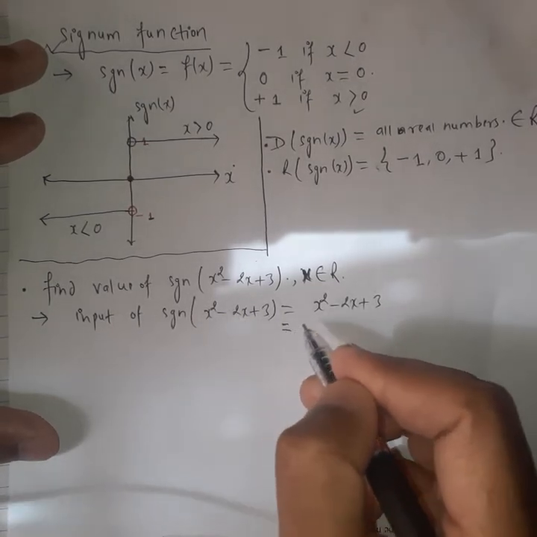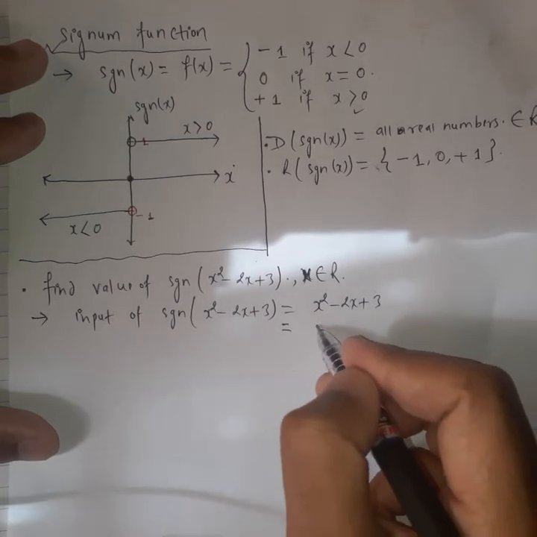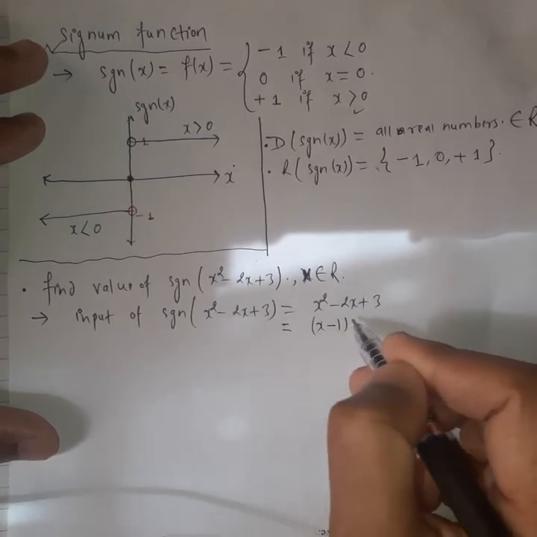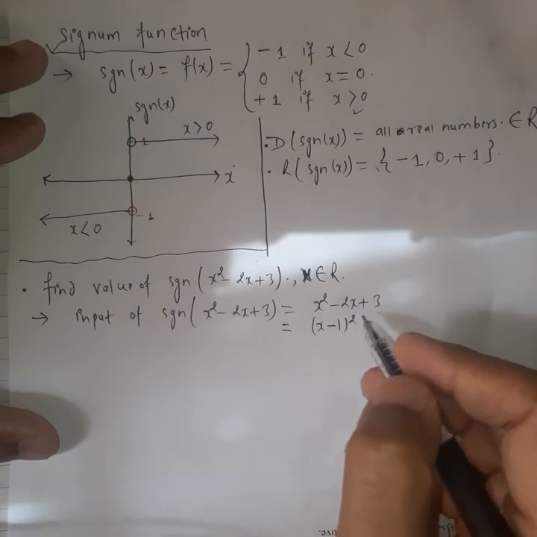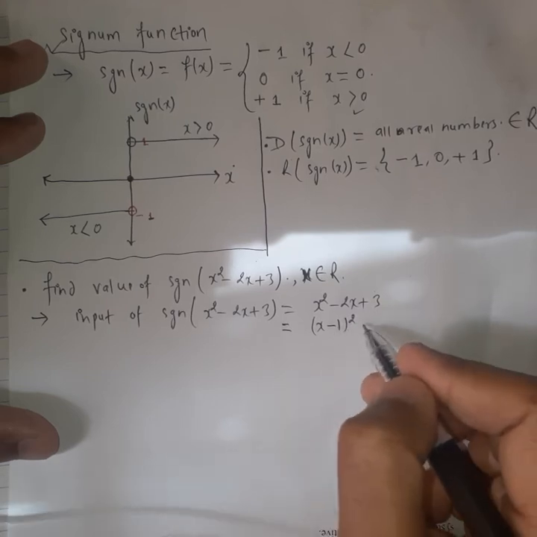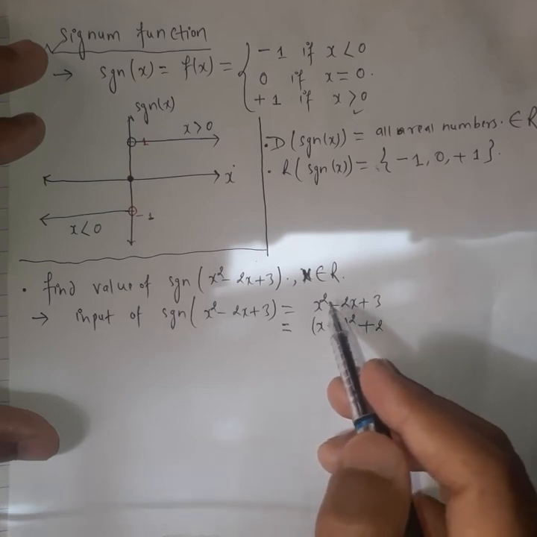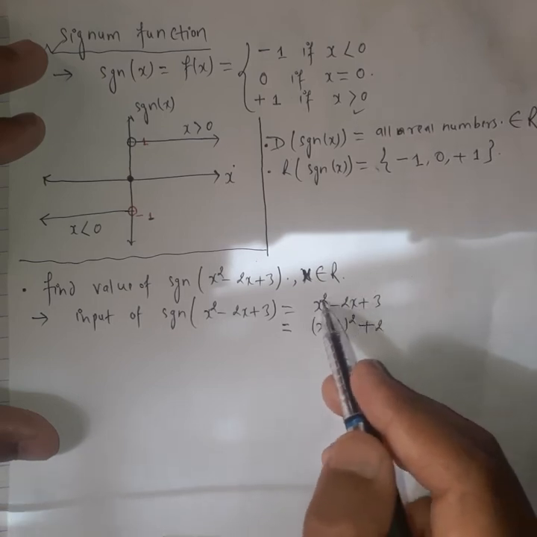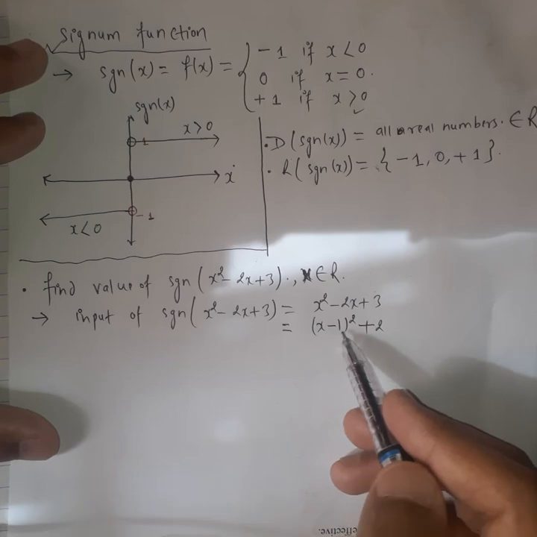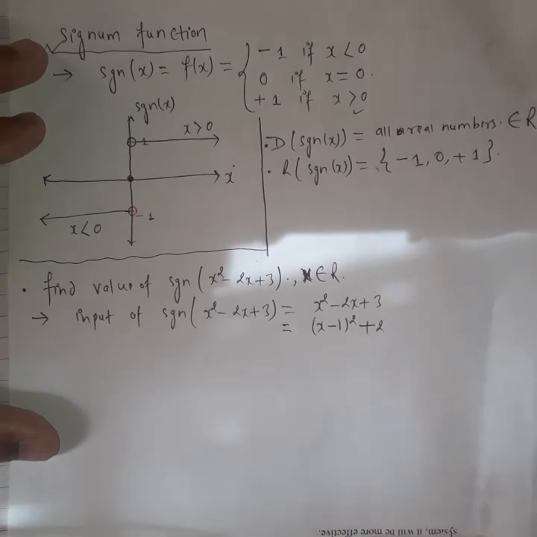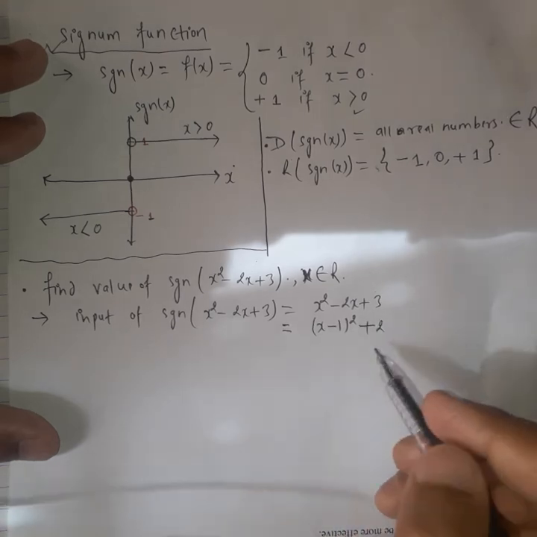Let's do some simplification on this input. This can be written as x minus 1 whole square, where 1 comes out and only 2 remains. I simplified the given quadratic expression into perfect square form: x minus 1 whole square plus 2.